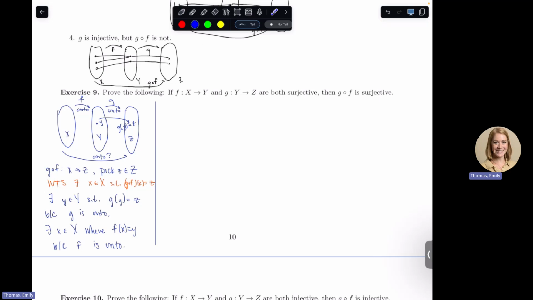Okay, let's write a proof. We are going to let f from X to Y and g from Y to Z be onto functions. We will prove g of f from X to Z is onto as well.